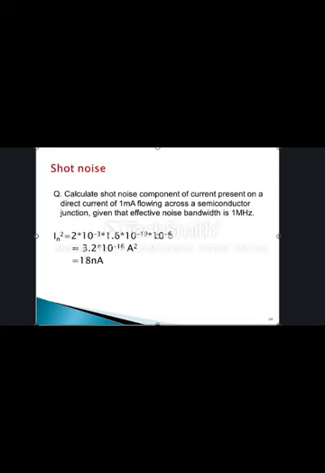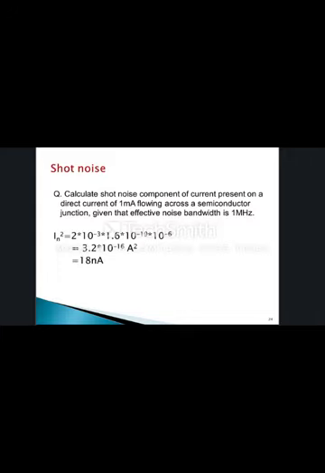This is a small example to show you how to calculate shot noise. Calculate the shot noise component of current present on a direct current of 1 milliampere flowing across a semiconductor junction, given that the effective noise bandwidth is 1 megahertz. My dear friends, please keep in mind the units that have been given to you. Over here it has been given that the DC current is 1 milliampere and the effective noise bandwidth is 1 megahertz. It is expected for you to know the electron charge.